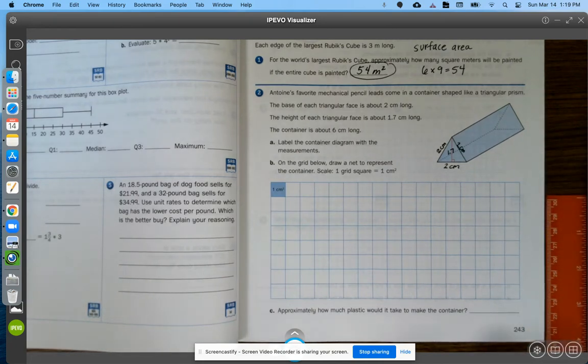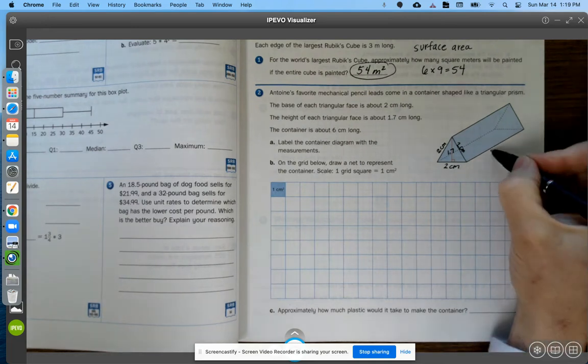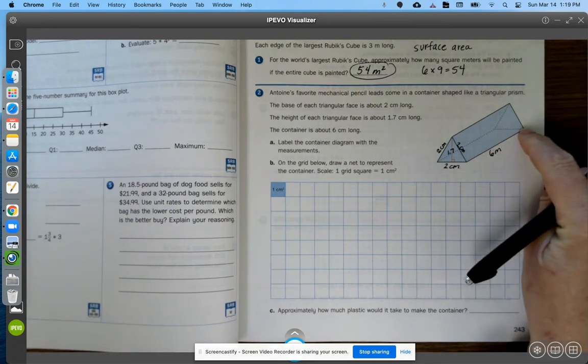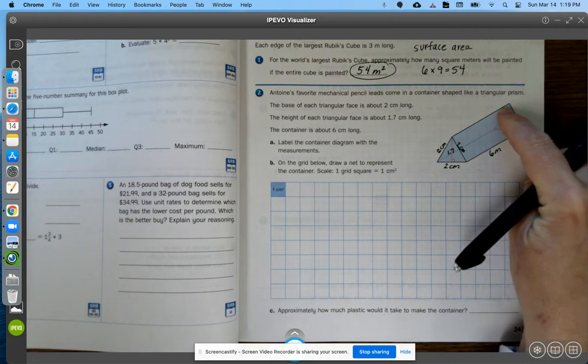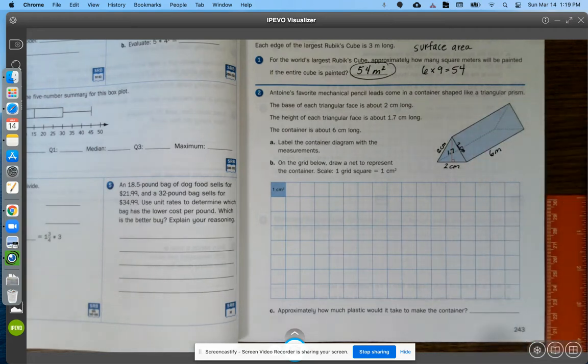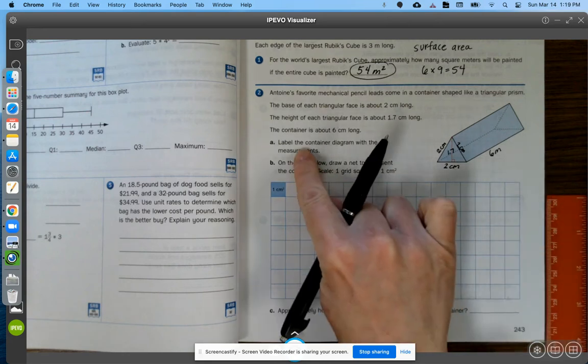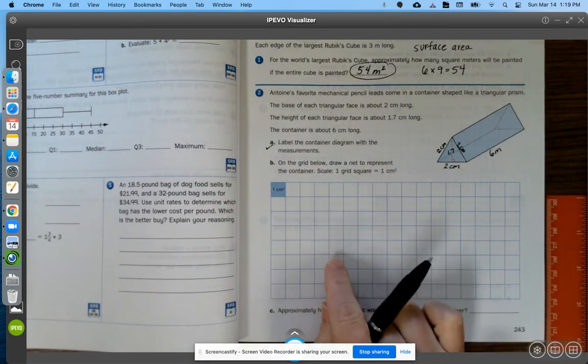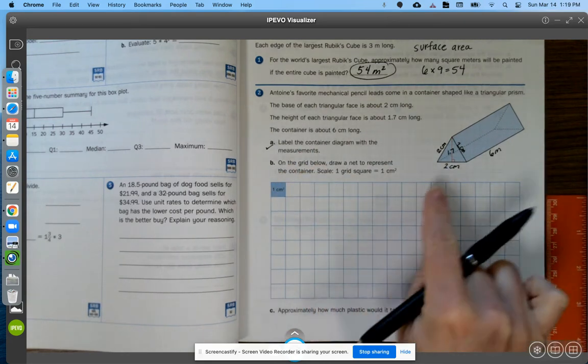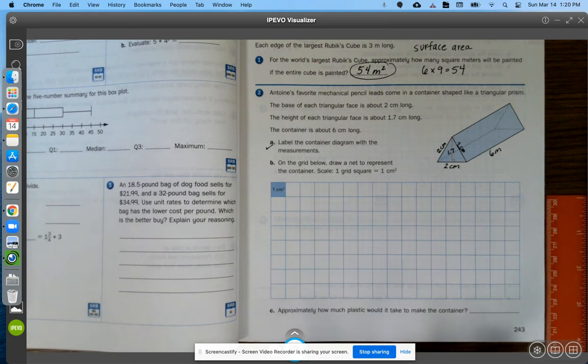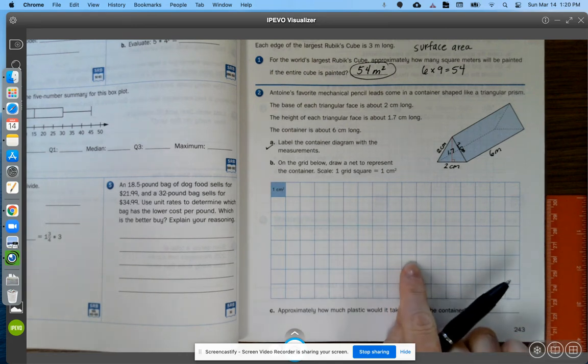Okay, so it's not quite as tall as it is wide. And then it says the container is 6 centimeters long. And so these rectangles are going to be 6 by 2s. Can you imagine that unfolding in your head? So we've labeled our diagram. That was step 1. And B now says to draw the net of this triangular prism on this grid.